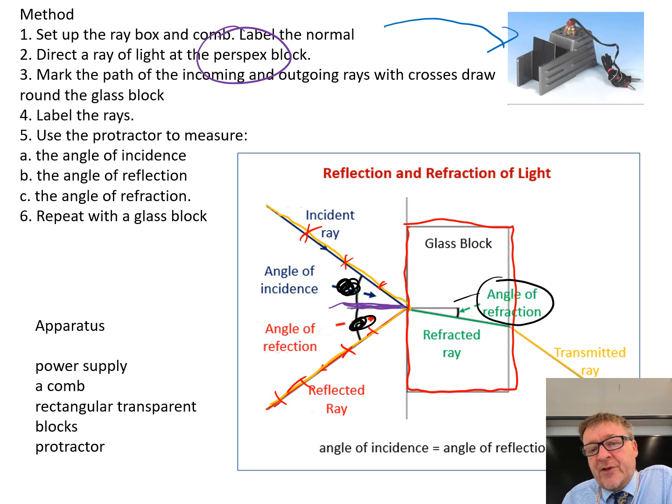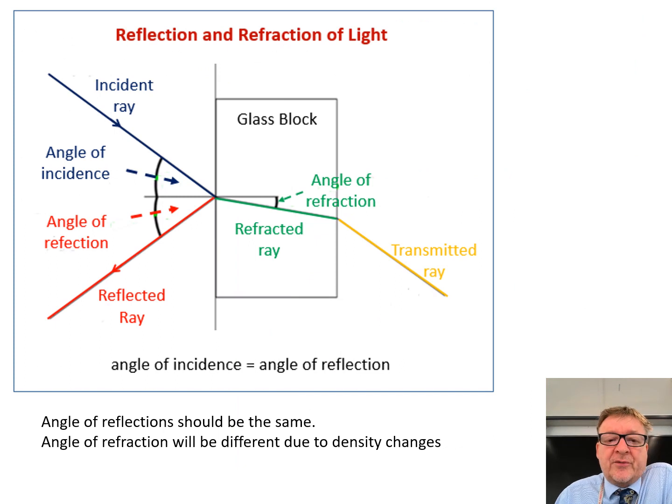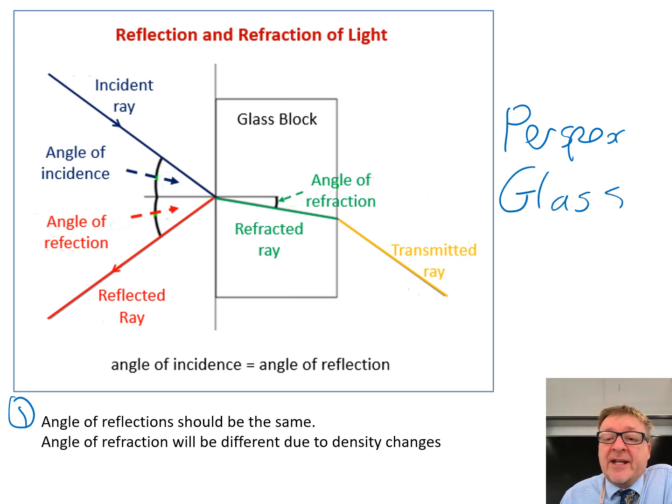Then what you do, you've done the first practical there, repeat it with a glass block. Okay, so you've gone from perspex to glass rather. Okay, these are then sort of your results. They're relatively straightforward. The first one is the angle of reflection should be the same whether you're using perspex or glass, or realistically any other objects that you could then be using.